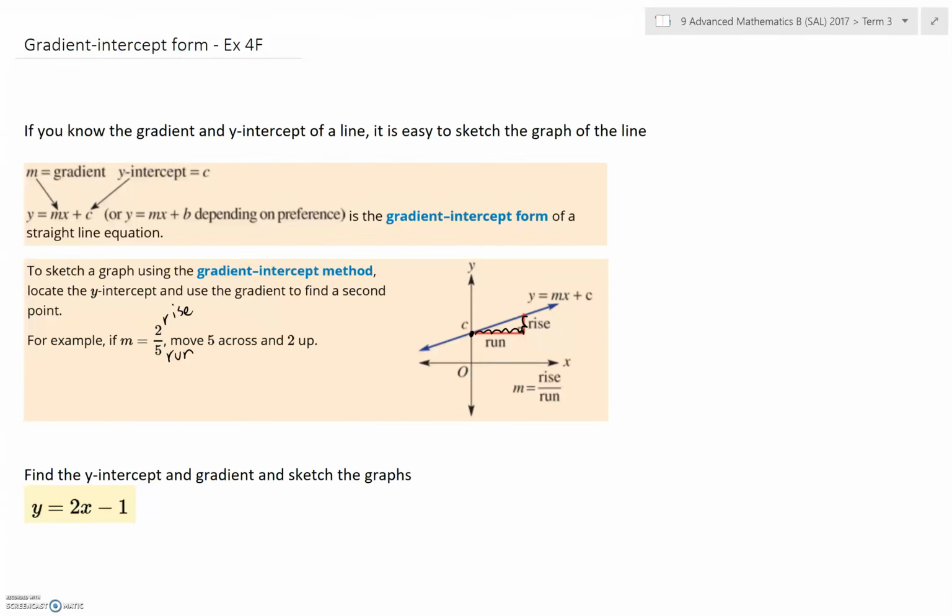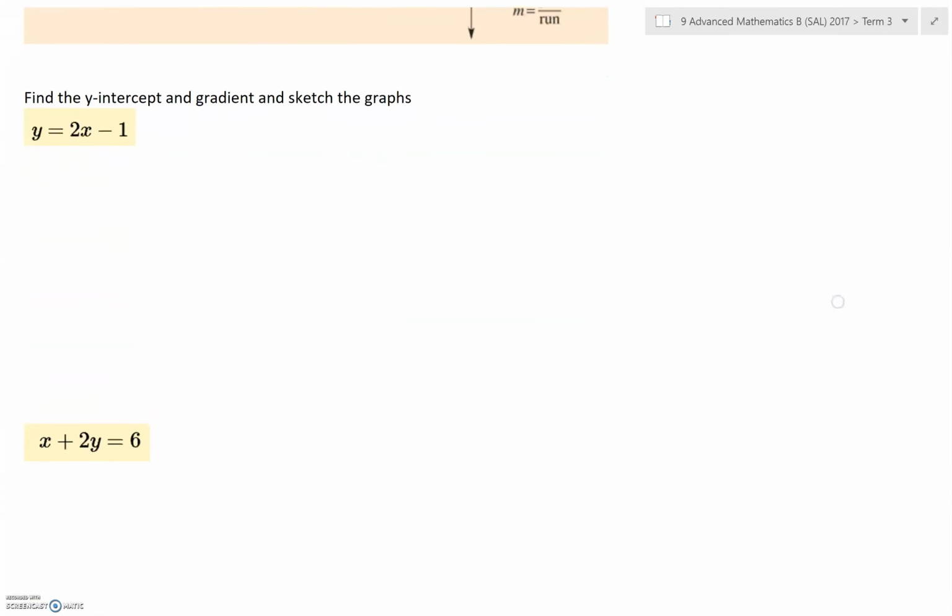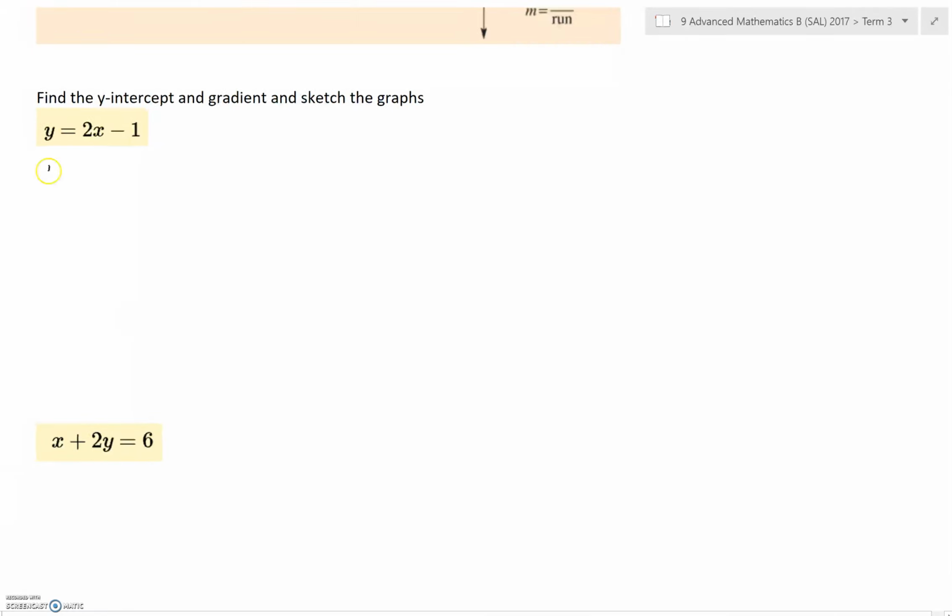So let's have a go at doing that when we don't have a fraction. We can look at the equation in a separate way. So let's plot these two equations. Now it says find the y-intercept and gradient and sketch the graphs. So we need to do a little bit of writing first. So m, or the gradient, and you can just write m. I'm just writing gradient to remind you what it is. In this case it is the number in front of the x, 2.